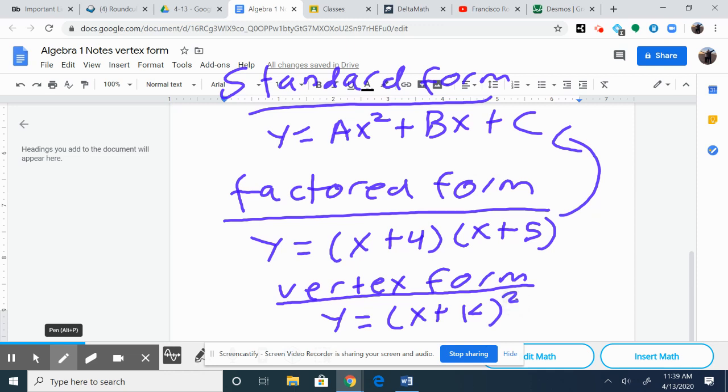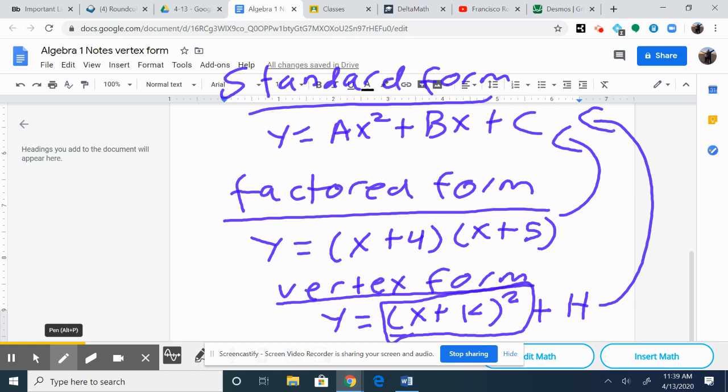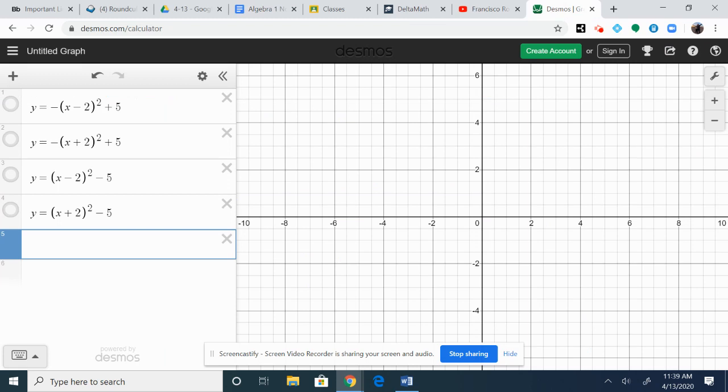Now if you notice, I have inside parentheses x plus k and outside plus h. Now our k and our h are actually going to be our vertex. And that just tells us right away where our vertex is located. Now, if we were to FOIL this, so let's say (x plus k) times (x plus k), we would also get our standard form. And now I'm going to show you guys some examples of how that looks.